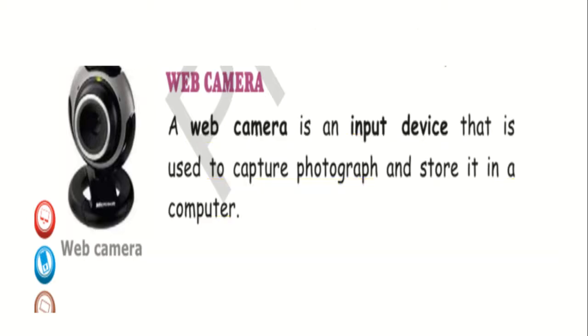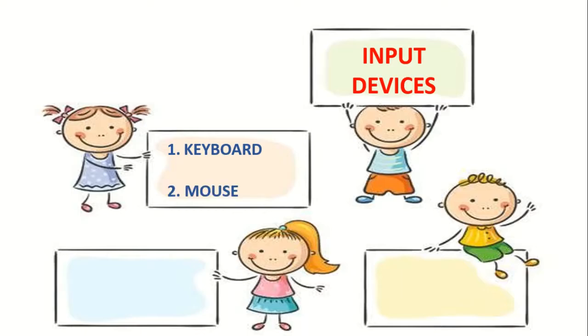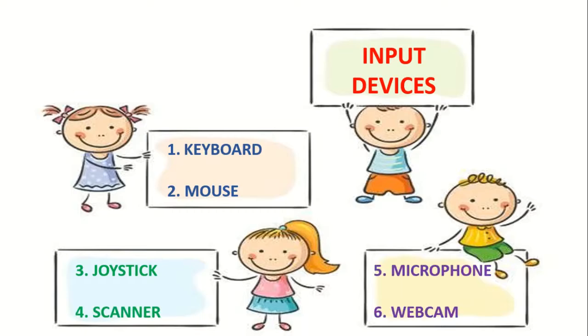So here children, we have read about the input devices of the computer, and they are keyboard, mouse, joystick, scanner, microphone, and a webcam. Children, with this we have completed our part 1, and in part 1 we have read about the 6 different input devices of a computer.